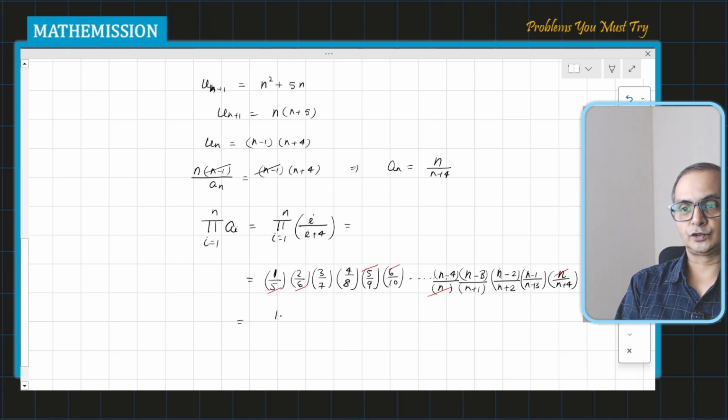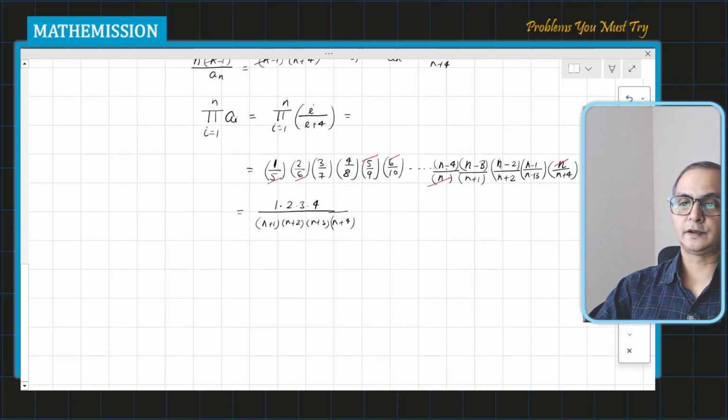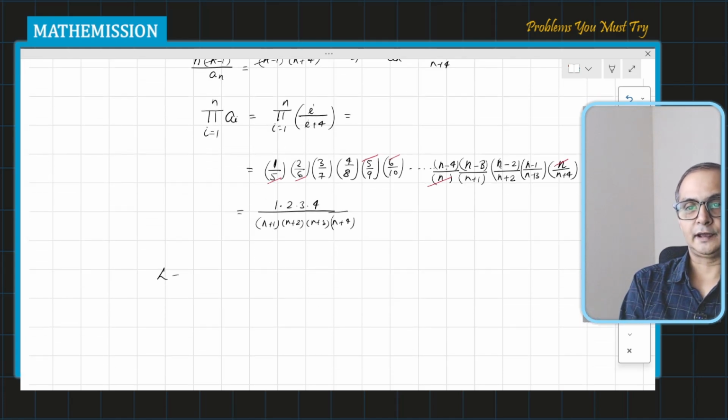So this 1, 2, 3, 4 will come in the numerator, and the last 4 terms n plus 1, n plus 2, n plus 3, and n plus 4 in the denominator. Now this is the product we got, and we have to evaluate the limit. L is equal to limit n tends to infinity, n to the power 4, and then, to remind you, the product i goes from 1 to n, a_i.